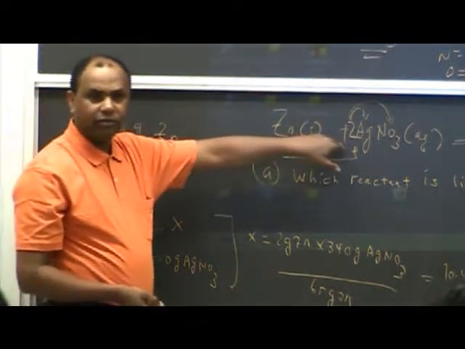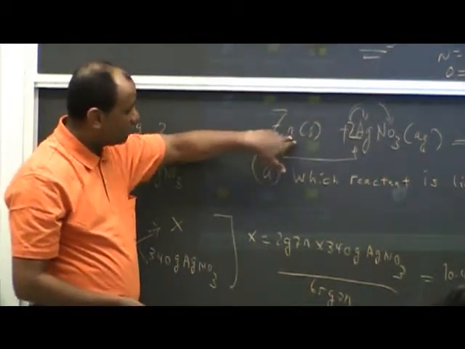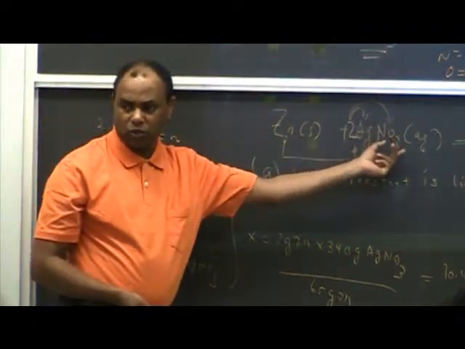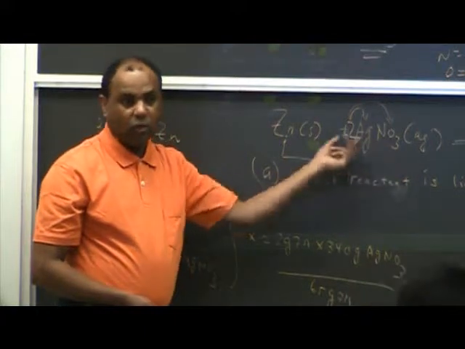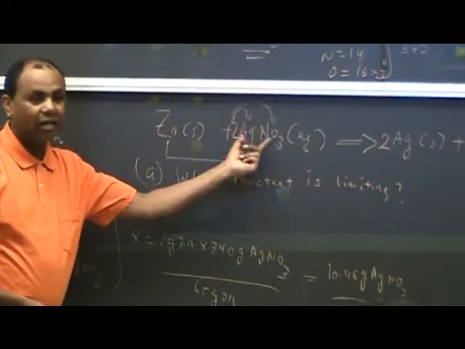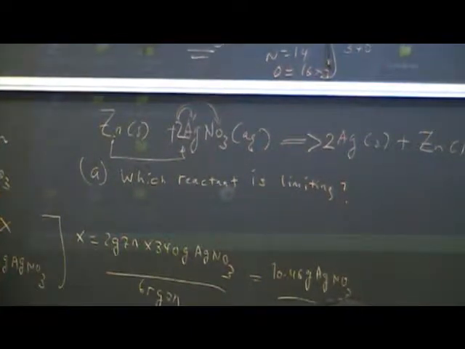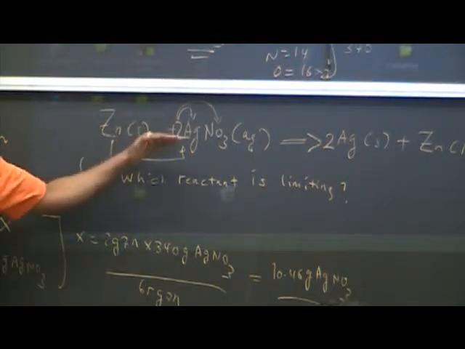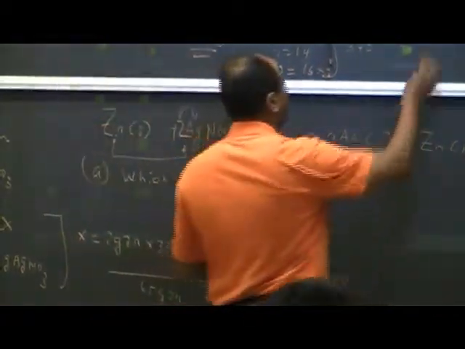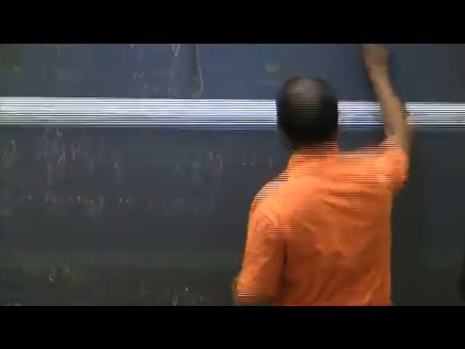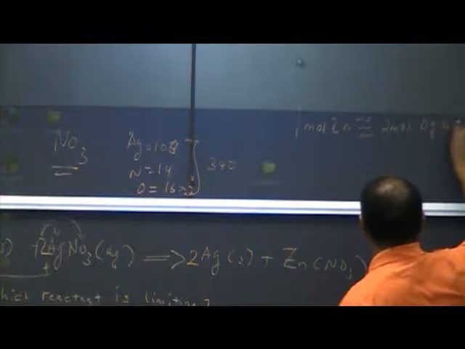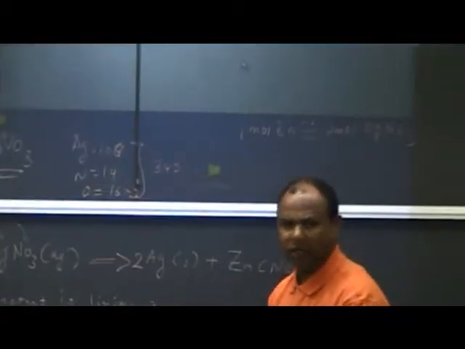He's just comparing the given values. What he's trying to say is, you know what? According to the equation here, 65 grams needs 340 grams. That's what it means. 1 mole of zinc reacts with 2 moles of silver nitrate, right? 1 mole of zinc means 65 grams of zinc needs 340 grams of silver nitrate. Where do I get this information? I get this information from the equation given here. The equation tells me that every 1 mole of zinc stoichiometrically equals 2 moles of silver nitrate. That is the significance of balancing the equation.